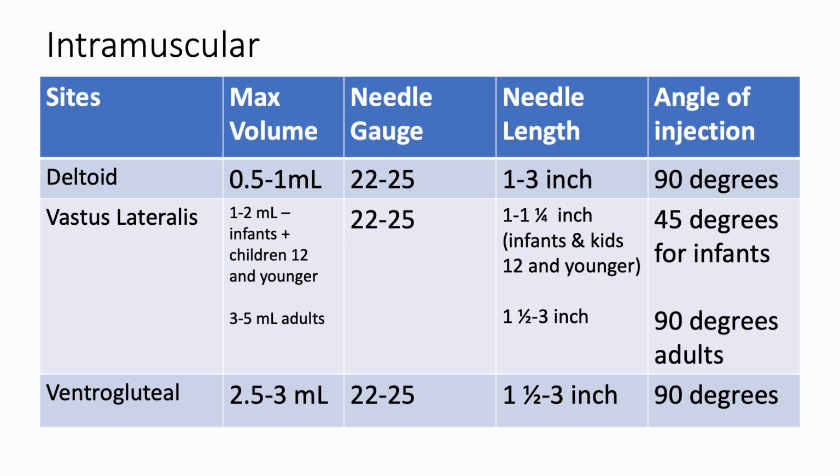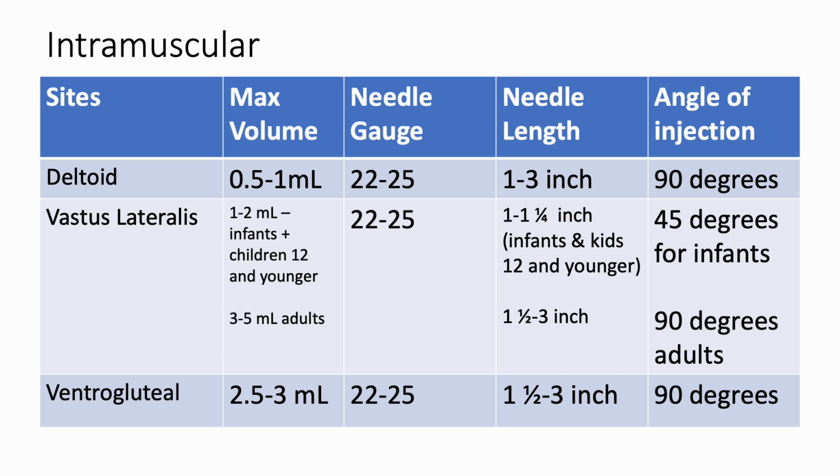You can give as much as 5 milliliters of medication into the vastus lateralis muscle, that thick thigh muscle in the leg, because it's a huge muscle and it can tolerate that amount of fluid. The smaller the muscle, the less fluid it can tolerate. So the max volume depends on what muscle you're choosing.